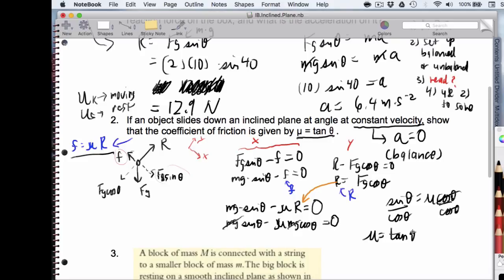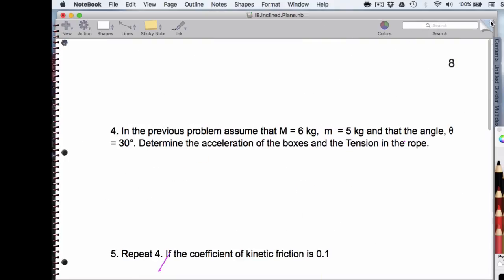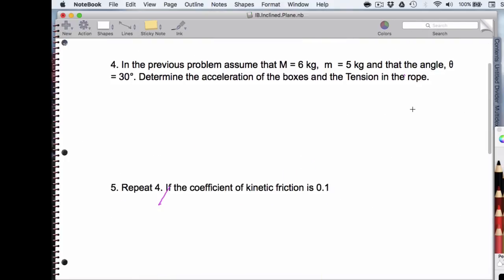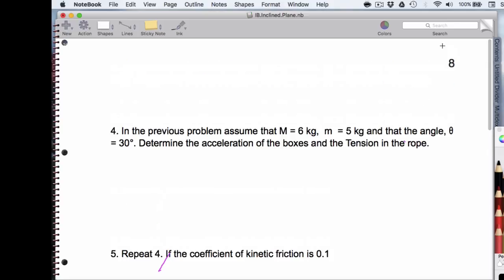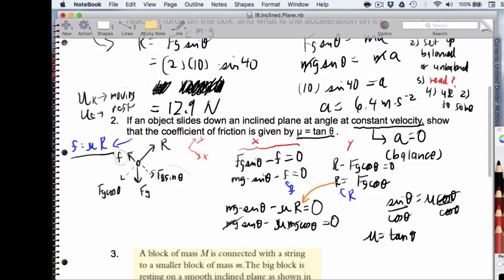That's question 1 and 2. I'm going to take a look at question 3 and 4 and possibly 5 in the next video.